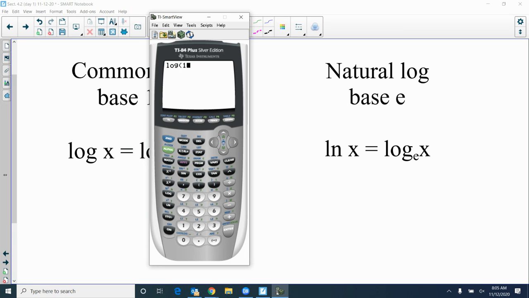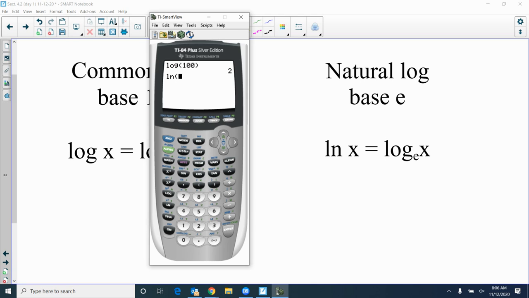So log of 100 is going to equal 2, because 10 to the second power equals 100. The ln, right here, is automatically base e. Now, this is what it means. Do not write it that way. I do not want to see log base e of x. I just want to see ln. ln of x is understood to be base e.